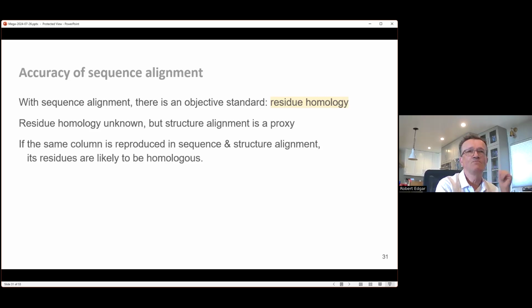So how do we benchmark sequence multiple alignments? Well, there's an objective standard, which is the residues should be homologous. Now, you don't know if residues are homologous, but you can use structure alignment as a proxy. If the same column is aligned in both sequence and structure, the residues are likely to be homologous. So you benchmark sequence alignment using structure-informed references. But now we want to benchmark structure, so we have a more challenging problem.